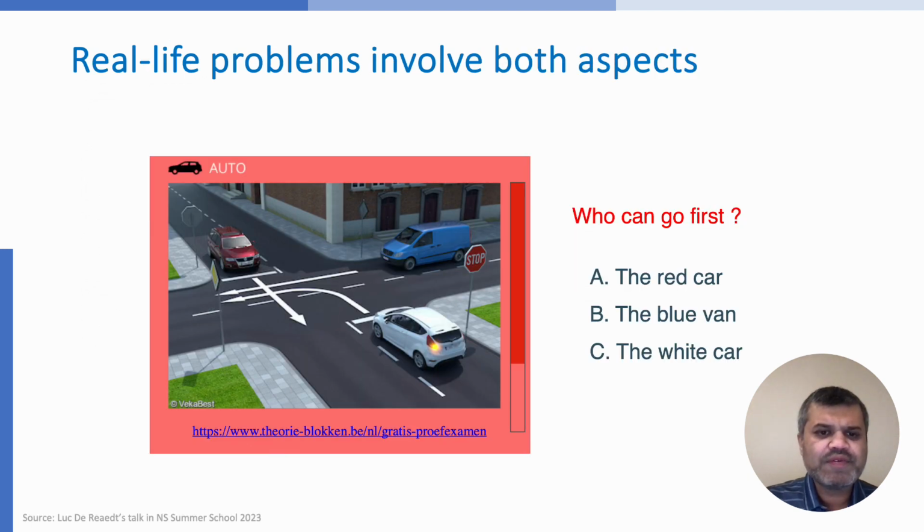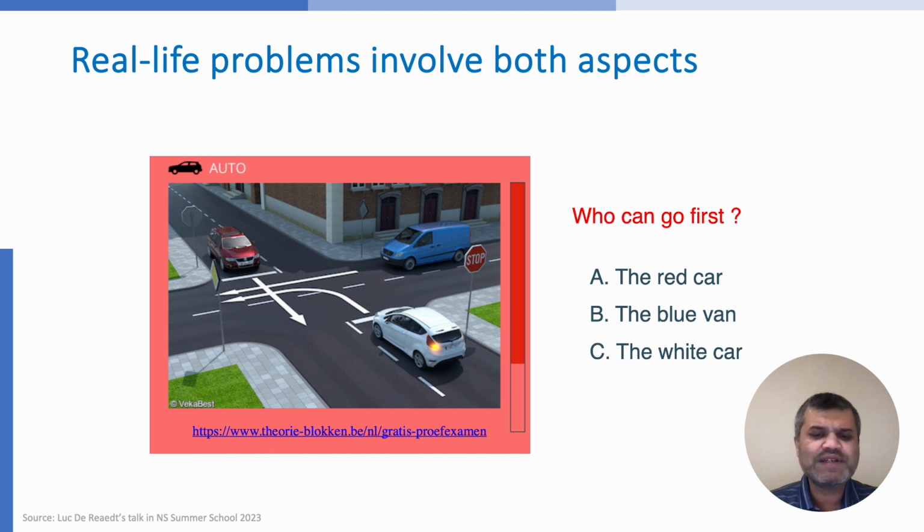In real life problems, system 1 and system 2 work in harmony. For example, in this image, who can go first? First, we need to understand the scene. What are the objects in the scene? For example, traffic signs, what other cars exist, lane markings, and so on and so forth. That is mostly system 1.